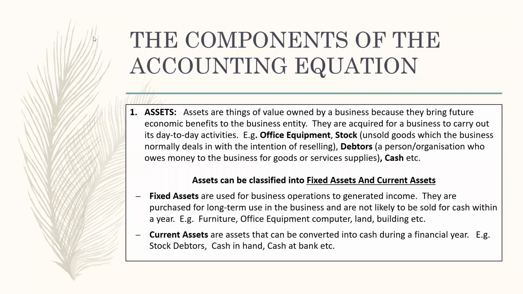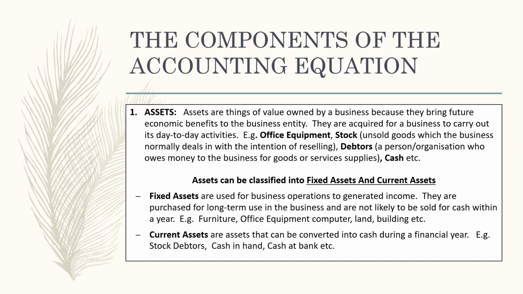So we're looking at the components or the elements of the accounting equation. What do you find in the accounting equation? You find assets, and I have given you a definition of what assets are. Assets are things of value owned by a business because they bring future economic benefits to the business. So when you have assets in a business, it is not for it to just lie there and accumulate dust. It is for you to work those assets in order to bring profits into the business.